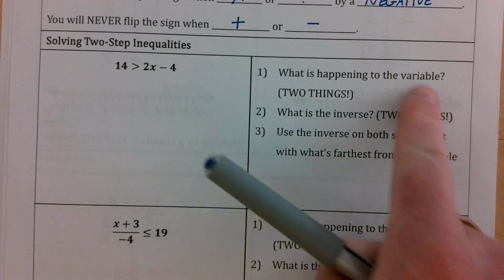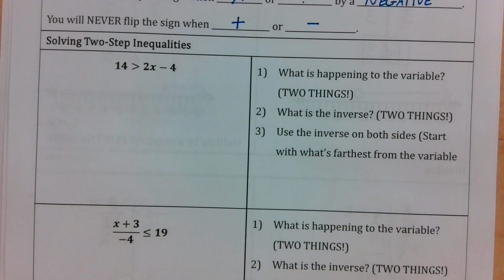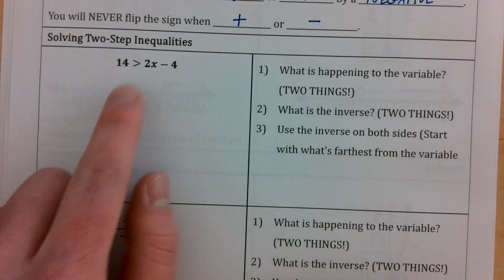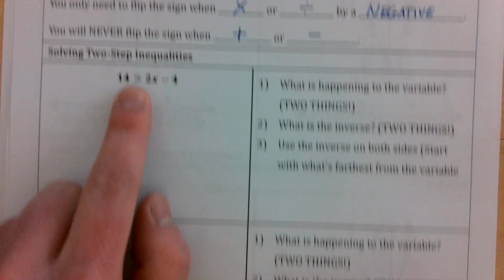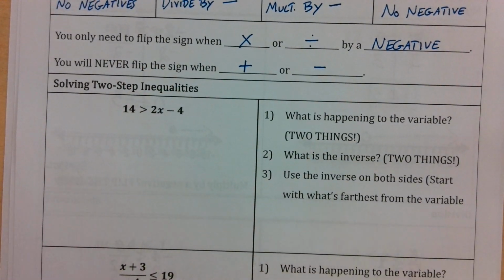All right, so let's look at solving two-step inequalities. You're going to notice that these steps look identical to solving two-step equations. It's because they are. You already know how to do this. We just have a slightly different sign, and there's an extra step where we might have to flip it sometimes.